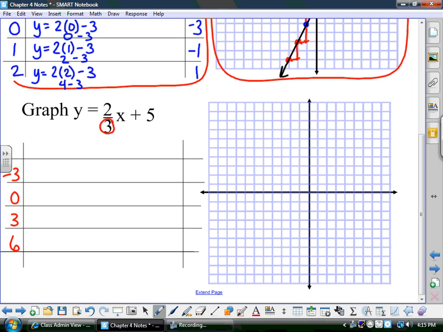Pause the video if you haven't already and write down this new equation, make yourself a table, and make yourself a graph. And then we'll work on filling out the table together.